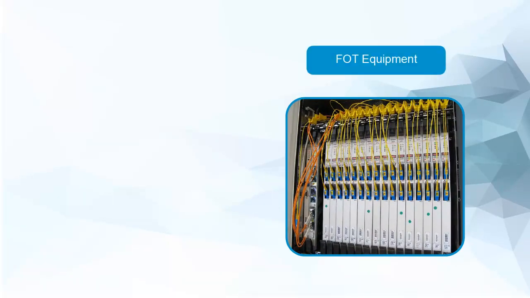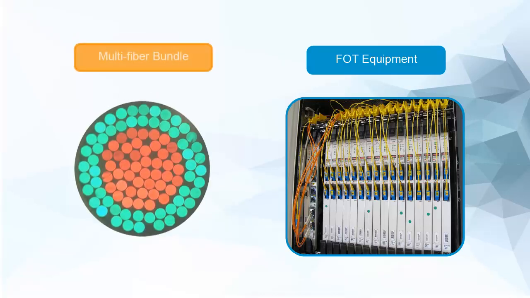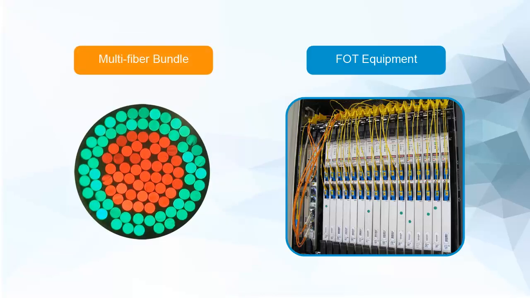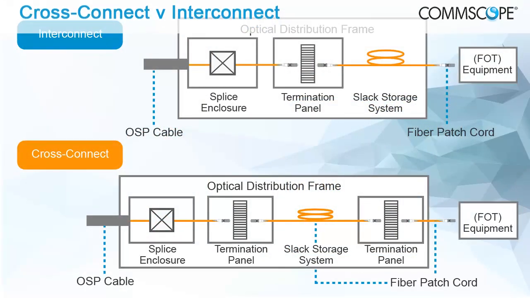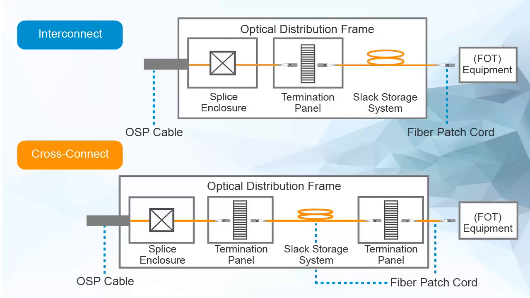For example, a rack of FOT equipment may handle equipment using a certain number of fibers in a multi-fiber bundle. If in 4 years that equipment is obsolete and replaced with equipment that has fewer terminations in the same frame, the excess fibers will be very difficult to redeploy. The key factor when considering cross-connect and interconnect architectures is the future reconfiguration capability of the method chosen.